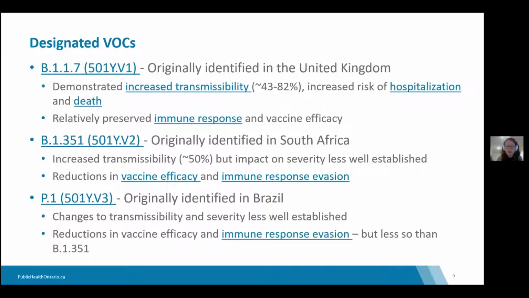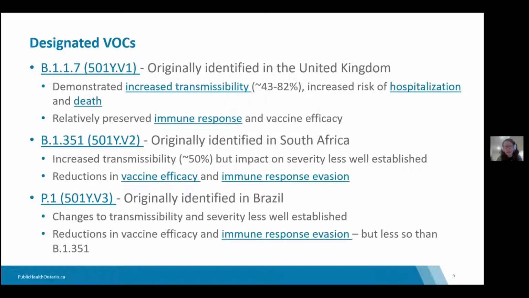Fortunately, though, for the B117, there seems to be a relatively preserved immune response. So for people who were infected before, when we take a look at their blood and see how it reacts to the B117, it seems that there is still good protection from previous infection, and similarly a well-preserved vaccine efficacy, because the virus is still similar enough to the vaccine that has been circulating.